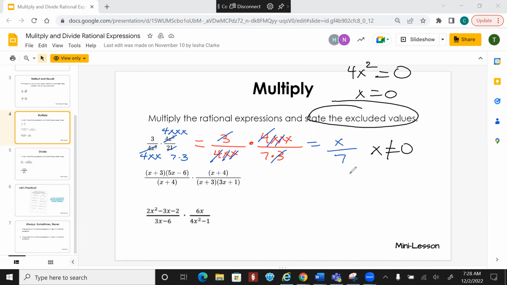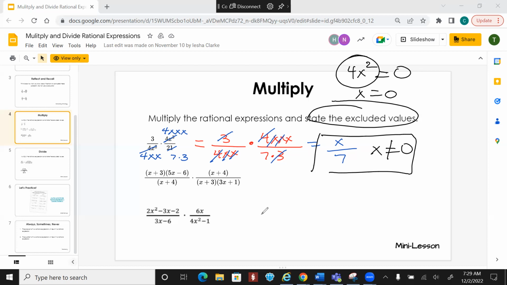Anything that I crossed out in the top and the bottom that had an x in it, which we essentially crossed out a 4x squared. See how we crossed those out? If we set that equal to 0 and we solved, we would get x equals 0. But if we plug that back in our original problem, that would make it an excluded value. So this is our final answer.